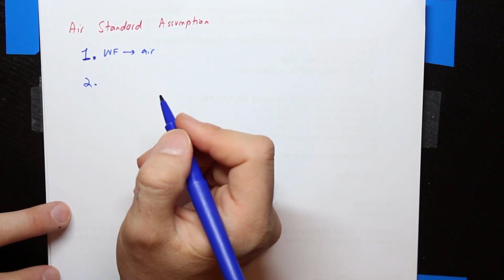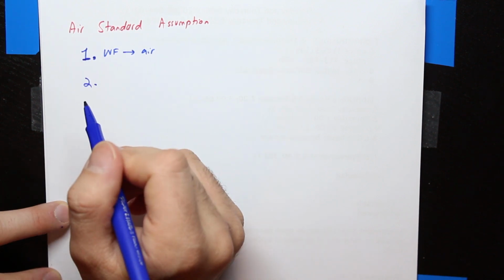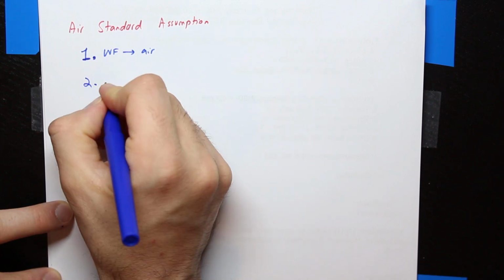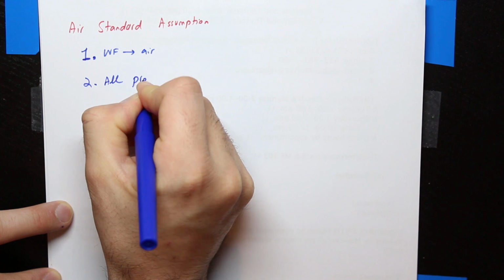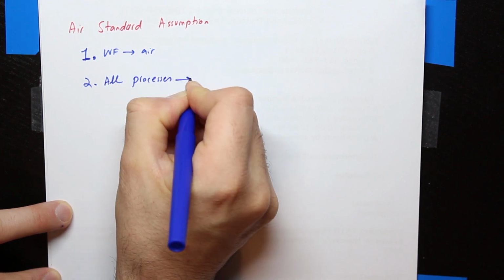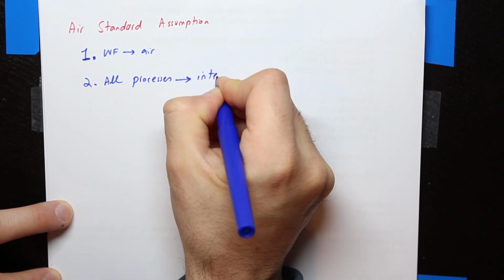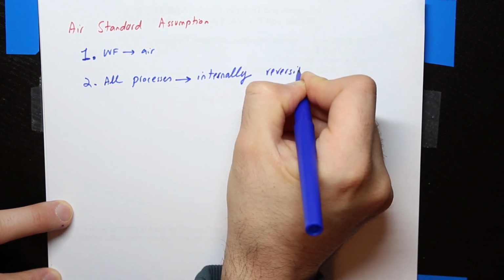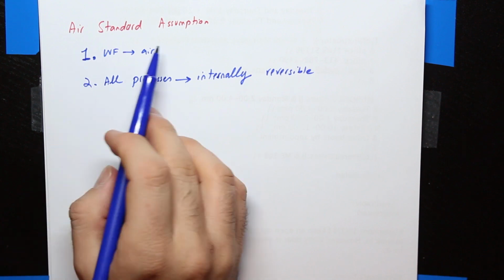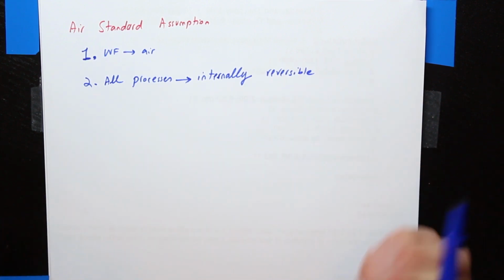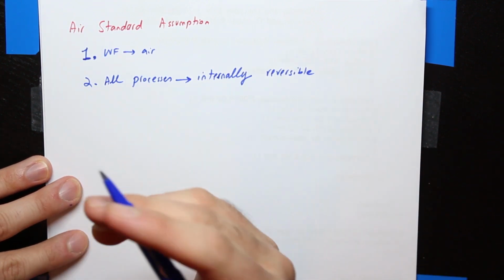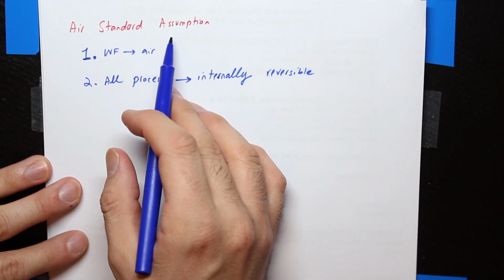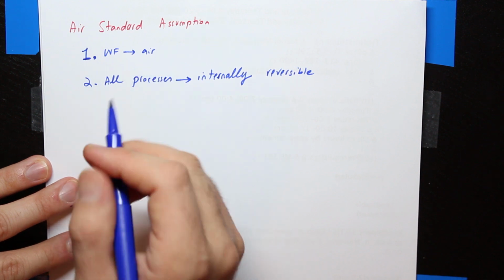The second assumption under the air standard assumption said that all processes are internally reversible. So that means under the air standard assumption, there is no irreversibility, there is no friction. The idea behind the air standard assumption is to make the calculation or analysis of gas power cycles easier.